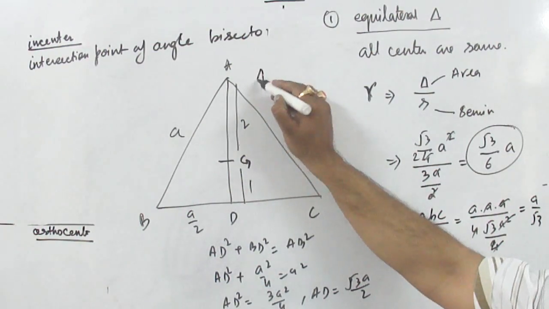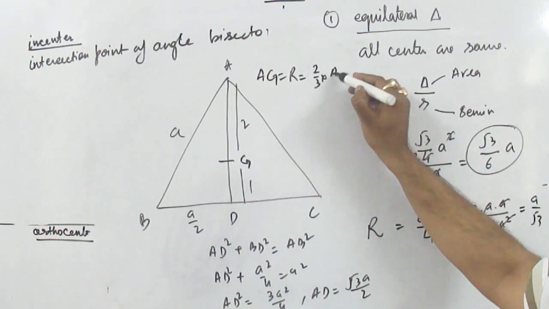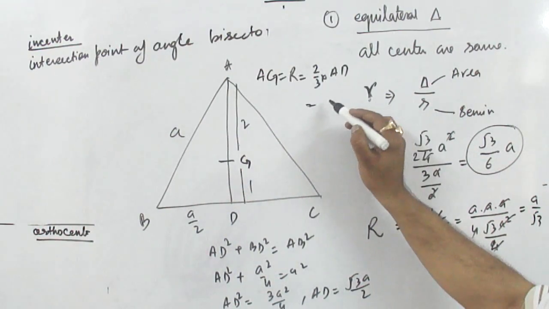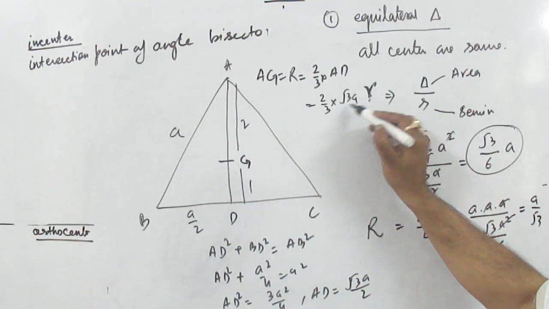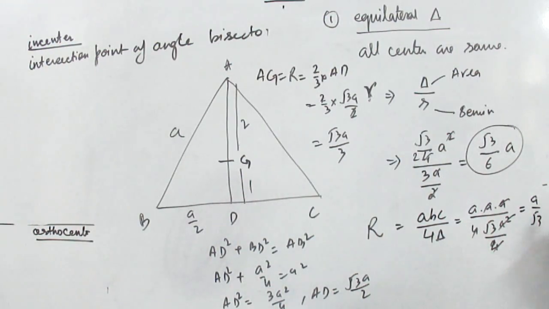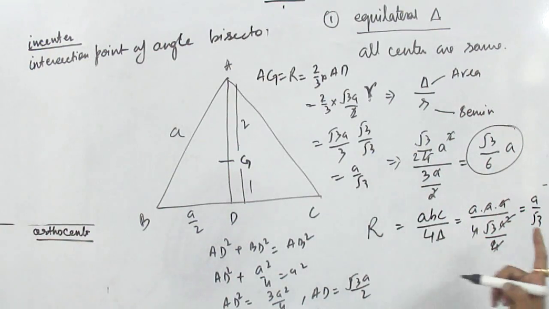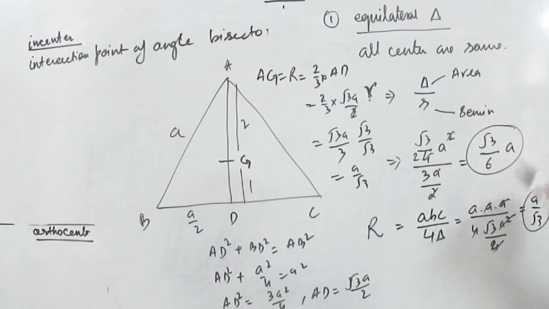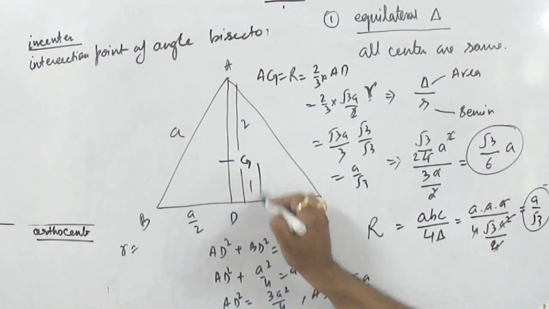Now AG is capital R and it is 2 by 3 of AD, that is root 3A by 2, or we can write it as 2 by 3 into root 3A by 2, it is root 3A by 3. This is the same, if we multiply it by root 3 on both sides it would be A by root 3, got it? Either you write or learn this formula, or you calculate like this.